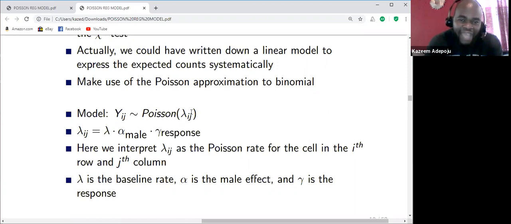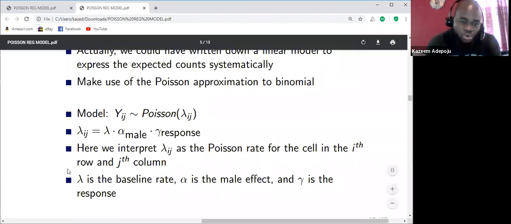The i here is going to be a gender effect, so this is the ith level of that. The j is the jth level of that, so this will be the response that I got. So the lambda ij equals lambda multiplied by alpha male multiplied by gamma response. Here we interpret lambda ij as a Poisson rate for the cell in the ith row and jth column.